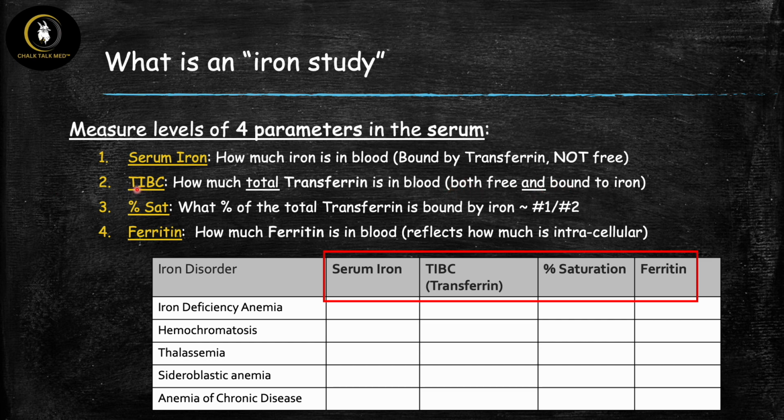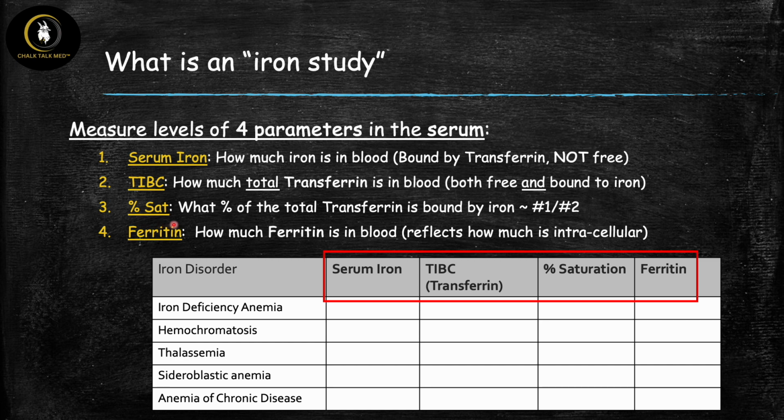So people get confused because it says total iron binding capacity, and they think because it says binding capacity, it's only talking about free transferrin. That is not true. TIBC is talking about total transferrin, how much free and bound to iron transferrin you have. So this is your total amount of transferrin in the blood.